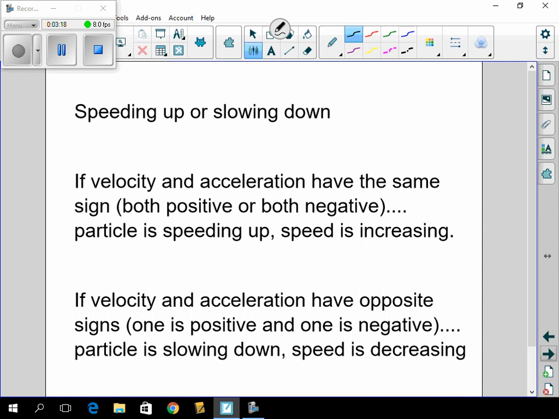When we have this particle moving along the line, we can generally tell if it's speeding up or slowing down. If my velocity is positive and my acceleration is positive, then the particle is speeding up, so its speed is increasing. If my velocity is negative and my acceleration is negative, then my particle is slowing down. Consequently, if my velocity is positive and acceleration is negative, the particle is slowing down. And if my velocity is negative and acceleration is positive, then it's also slowing down. So if my two signs are the same, it's speeding up. If my two signs are different, it's slowing down.